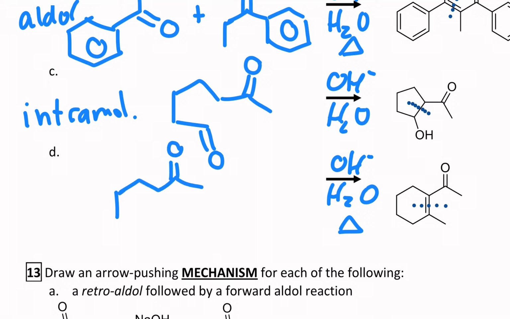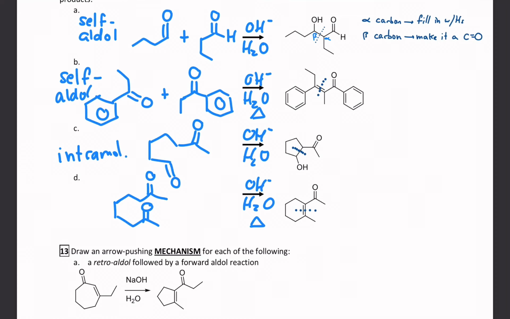The alpha position, I fill it up with H's. The beta position, I make it a carbonyl. So this is just a long linear diketone. It's not even cyclic. Okay, so that's a short introduction into how the aldol works.